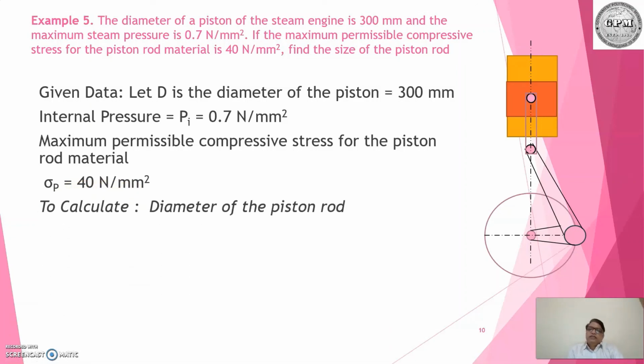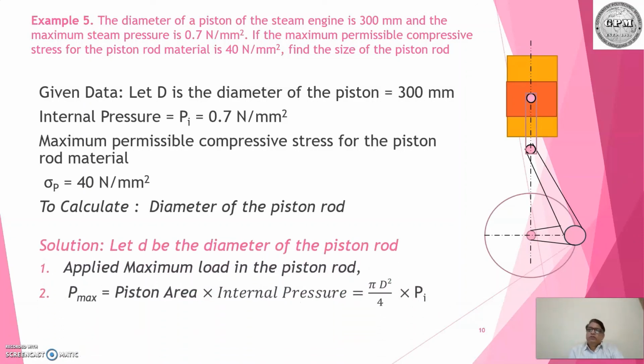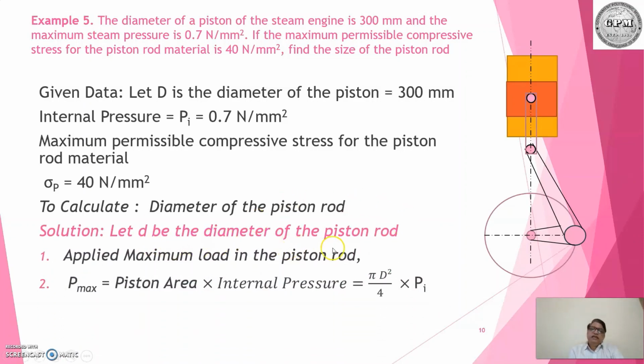To calculate the diameter of the piston rod, solution: let small d be the diameter of the piston rod. This is the piston rod and here the small d I have taken. Then the applied maximum load in the piston rod, where is the piston rod? It is here. It can be calculated with the piston area multiplied with the internal pressure.